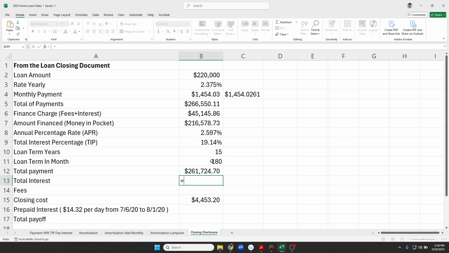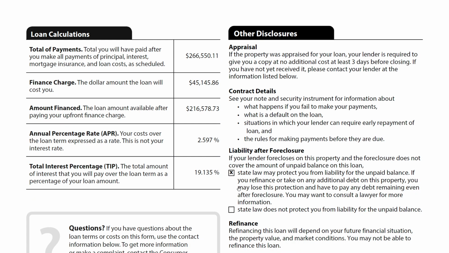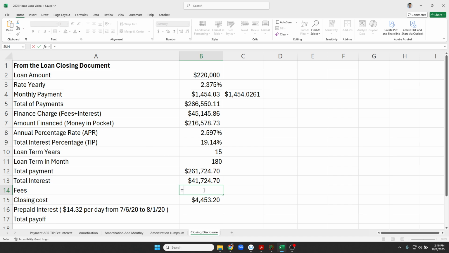And then the interest would simply be this total payment minus the principal. So I paid that $220,000 principal with the interest. So this is the total interest paid. Now we can calculate the fees simply: in the last page that I showed you, it shows $45,145.86. That was the interest and fees. So I'm going to use that. I copied it here. Minus this total interest. So that's going to be the fees that I was charged to get this loan.